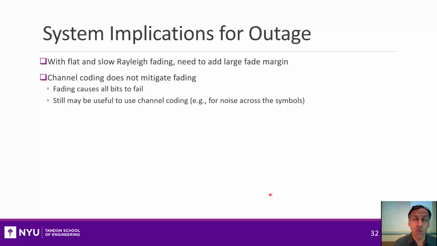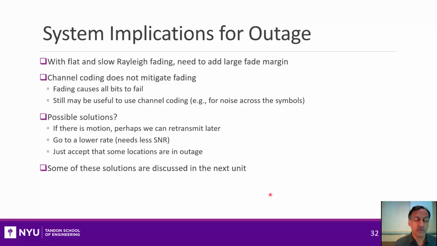Of course, you still will want to add channel coding because it will allow you to average out the effect of noise, which is random across the coding block, but it doesn't get you around this fading problem. Now, this is clearly an issue, but there are potential solutions even if you have to transmit over flat and slow fading. For example, if there's motion, perhaps the channel will be better at a later time.